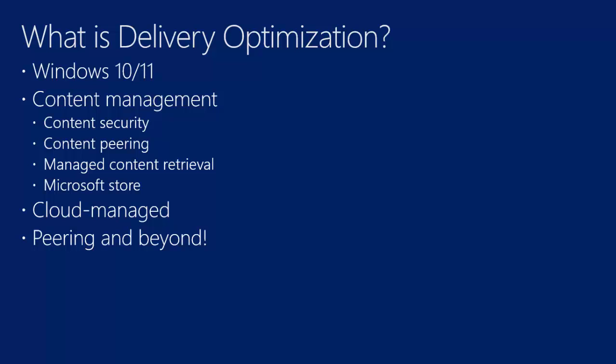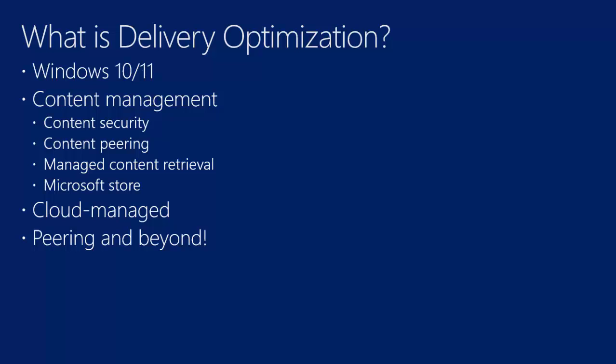So certainly, content peering is a part of it. It's a peer-to-peer distribution technology that will help you preserve bandwidth for those content types that are supported, like software updates, which are huge, and others. We'll talk about that more. Managed content retrieval: it's not just a peering technology, but we manage how and where the content is retrieved.